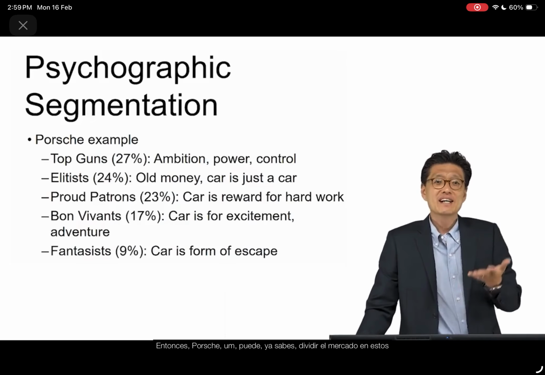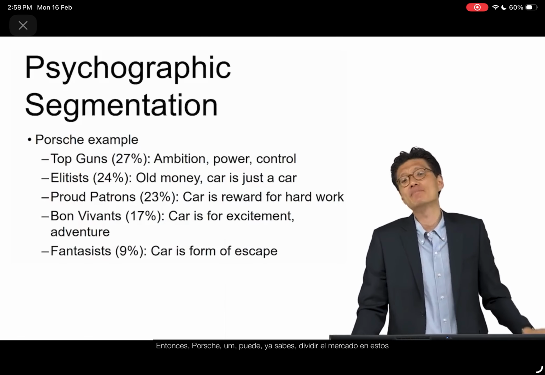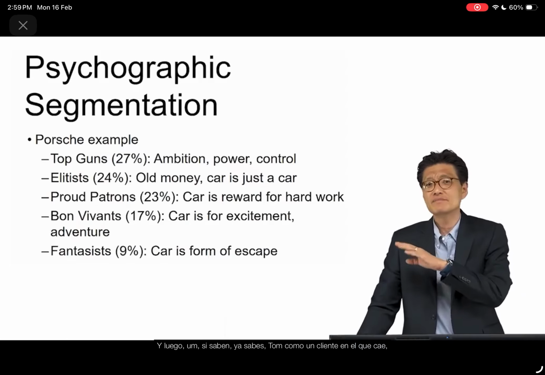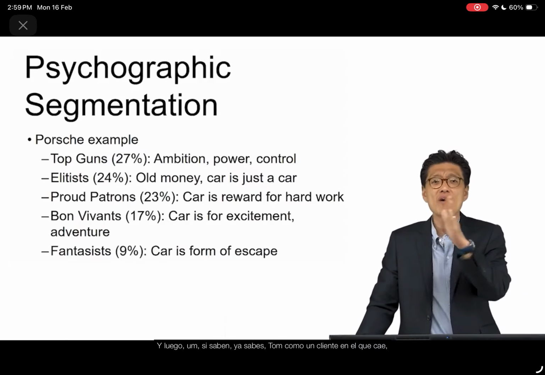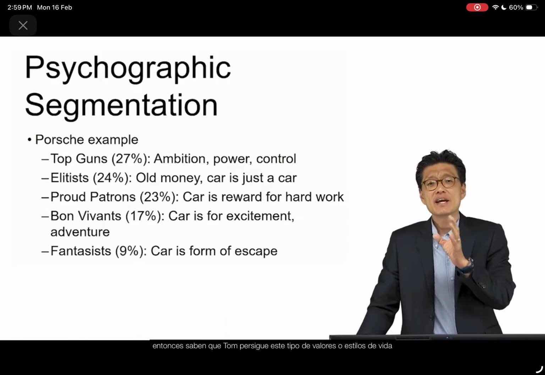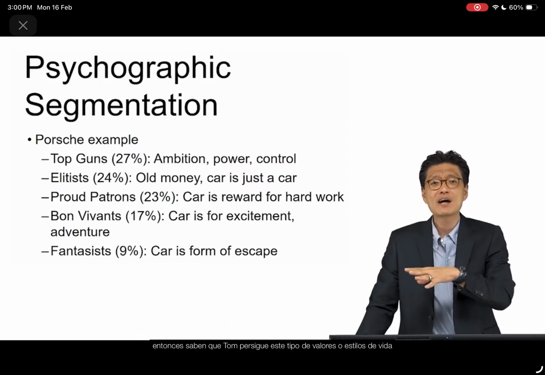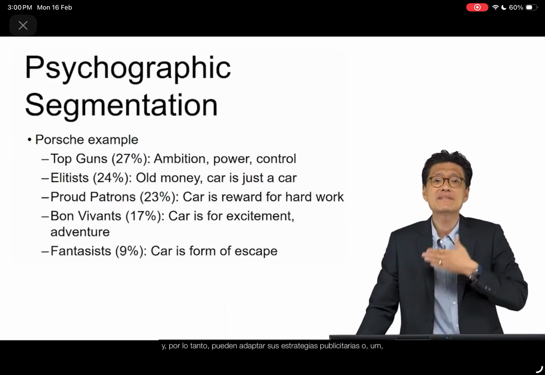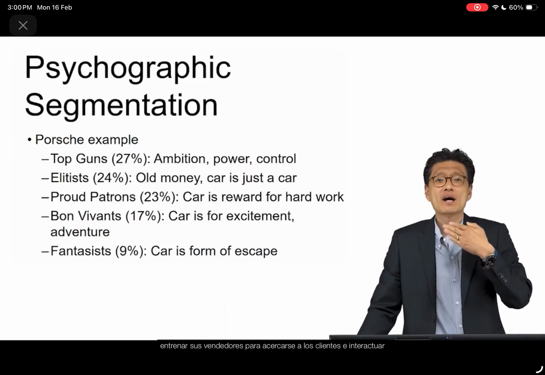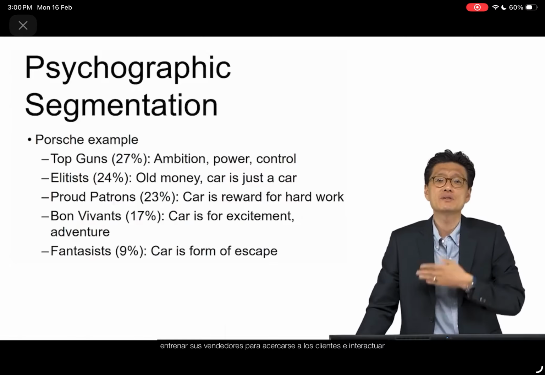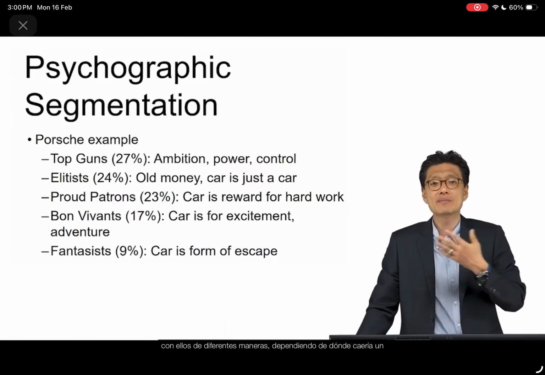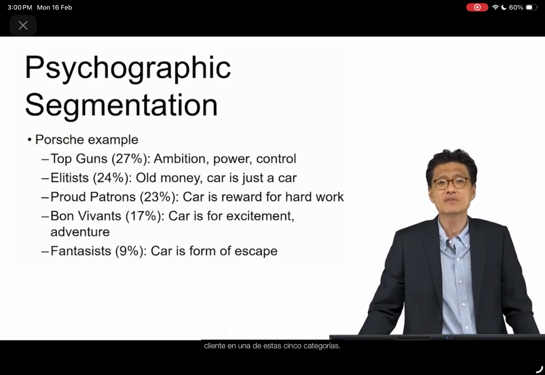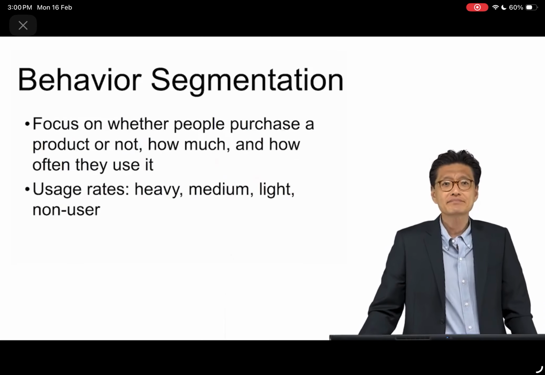So Porsche is able to divide the market into these 5, and then if they know which segment Tom as a customer falls under, then they know that Tom pursues these type of values or lifestyles, and therefore they're able to tailor their advertising strategies or train their salespeople to approach customers and interact with them in different ways, depending on where a customer would fall into one of these 5 categories.